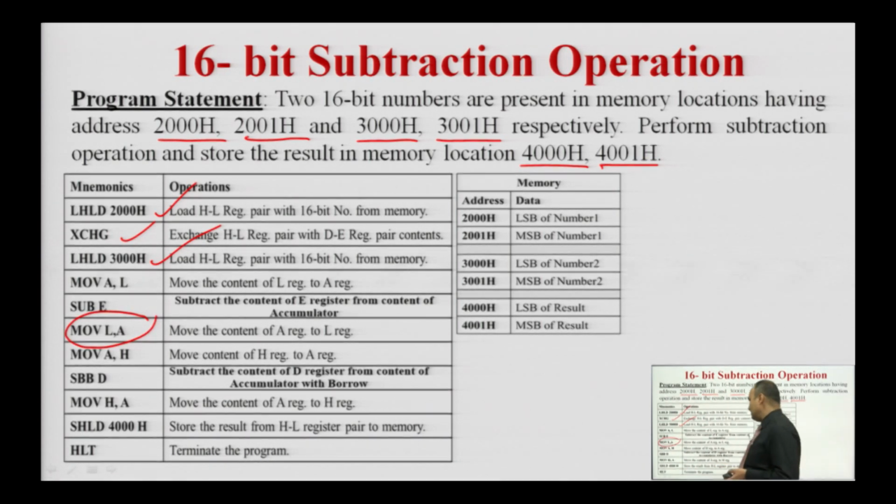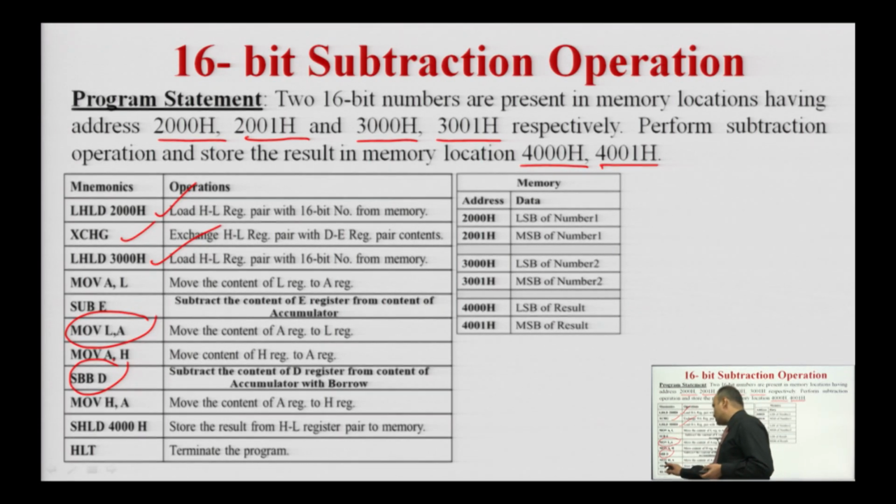Then for the MSB we transfer the content of H into the accumulator and subtract with the help of the SBB D instruction. Here the subtraction is done along with the borrow flag, because if a borrow was generated in the previous subtraction, we need to consider this borrow during the subtraction for the MSB of the number. This instruction will subtract the content of the D register from the content of the accumulator with borrow and place the result into the accumulator.